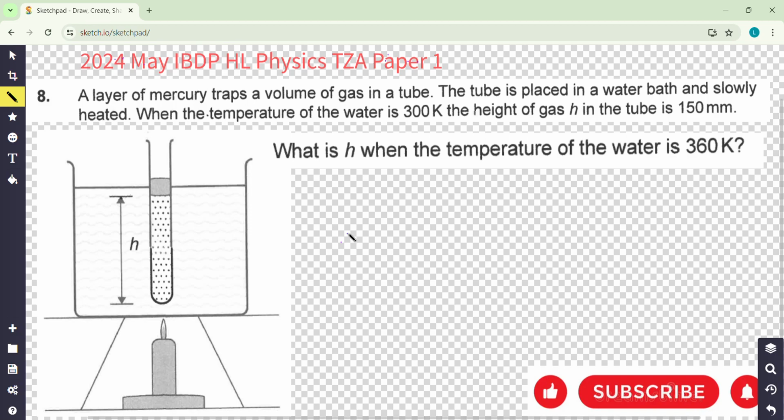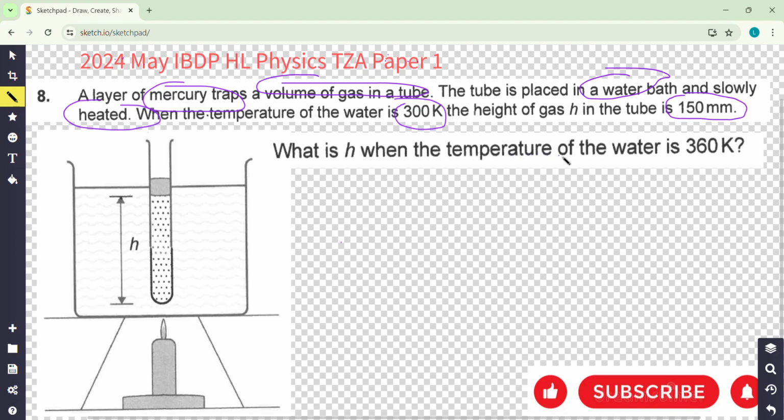Welcome back. Question 8 is about gas law. A mercury plug traps a volume of gas in the tube. The tube is placed in a water bath and slowly heated, so the temperature increases. Initially the temperature is 300K, and the height is 150 millimeter, and then the final height is H.